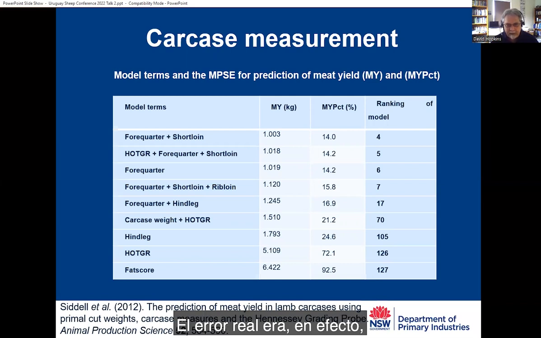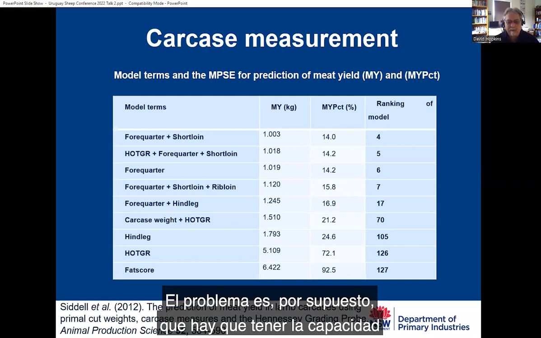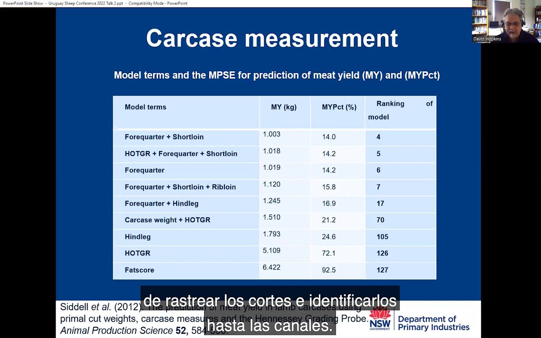And the actual error there was quite large. The problem is, of course, you've got to be able to have the ability to track the cuts and identify them back to the carcasses.